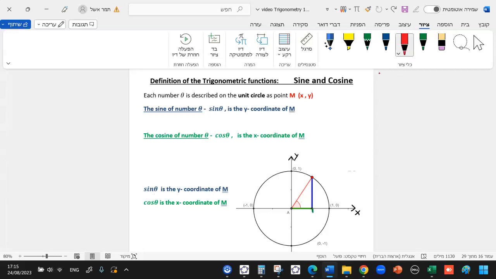So here in this drawing, if this is the value angle theta, described as point M with x and y, the y of theta, which is this blue line, this is sine of theta, and the x-coordinate, which is this green line, is cosine of theta. Okay, the coordinates are cosine theta and sine theta.